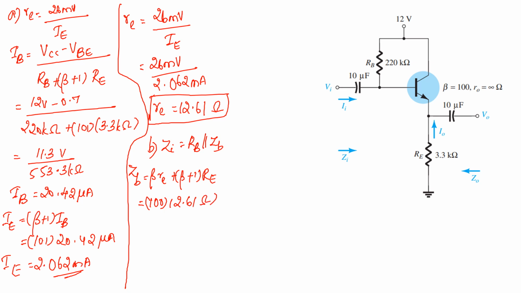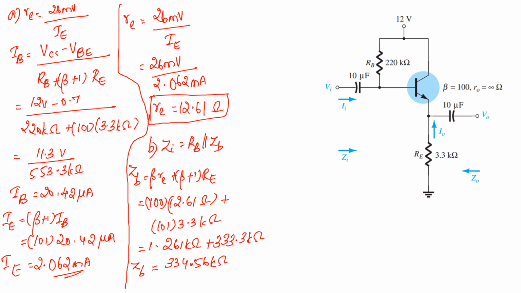12.61 ohm, right? Plus beta plus 1, what is your value? 101 into capital RE is equal to 3.3 kilo ohm. So after calculating, you will be getting 1.261 kilo ohm plus 333.3 kilo ohm. So you will be getting ZB, which will be equal to 334.56 kilo ohm, which will be approximately equal to beta into capital RE. ZB, you have got the value.